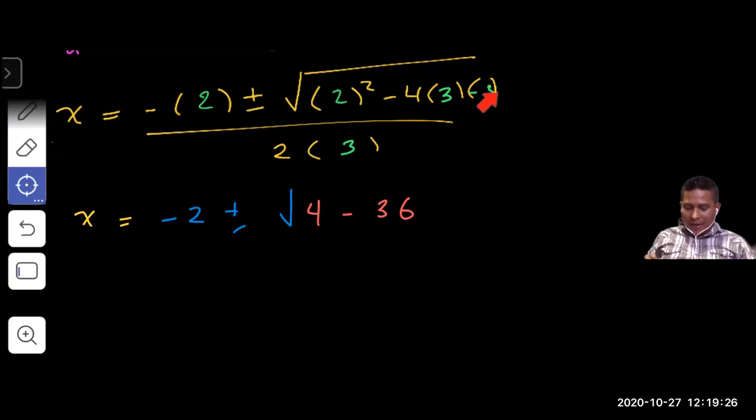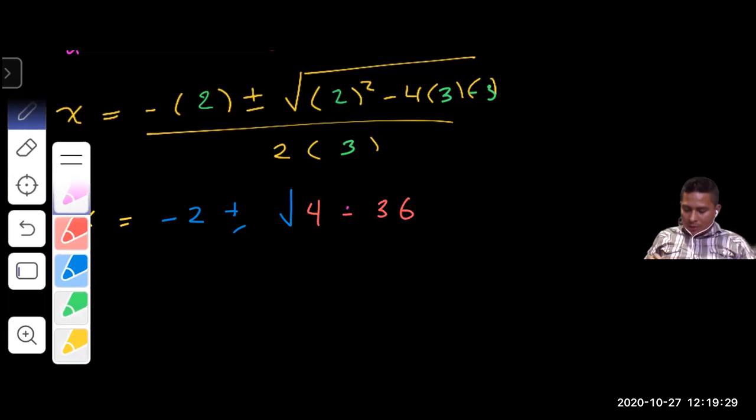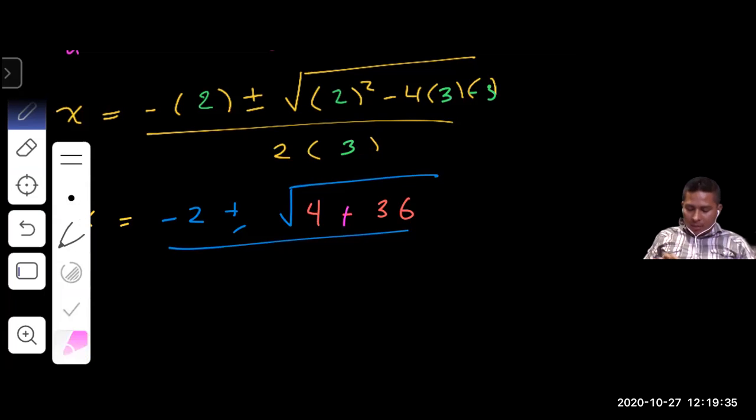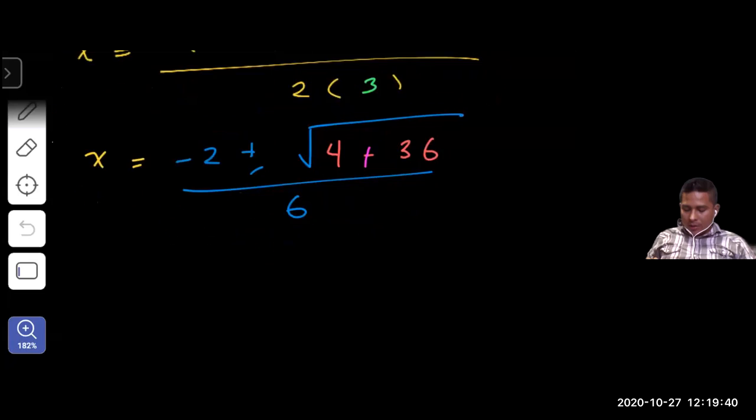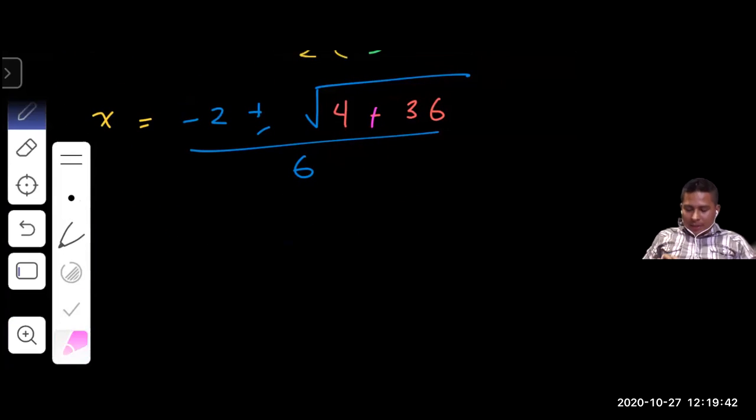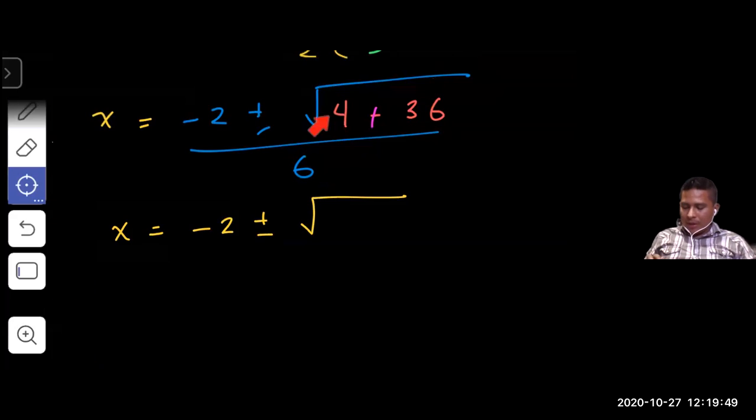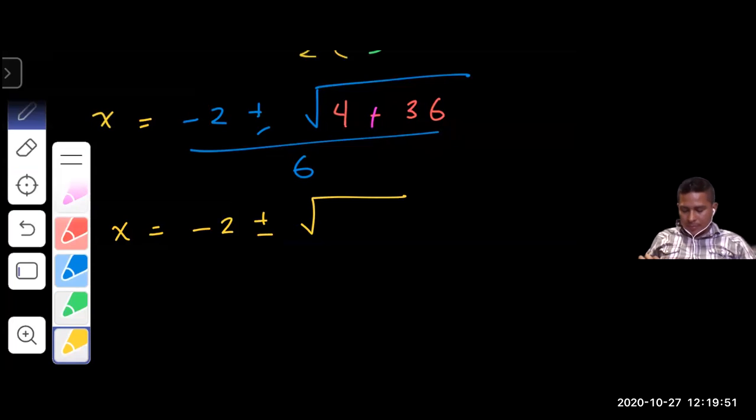But we have a double negative, negative and negative, which is positive. It's going to be the opposite of the sign, which is positive. All over 2 times 3, my denominator, which is going to be 6. Now let's simplify this again. X equals -2 plus minus the square root of 36 plus 4, 40, all over 6.